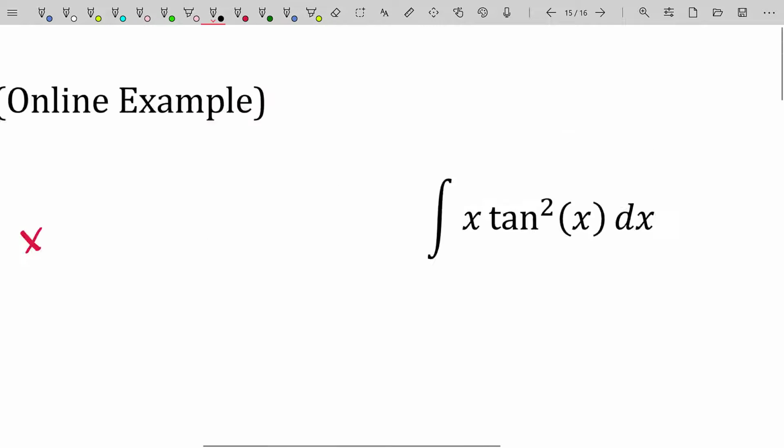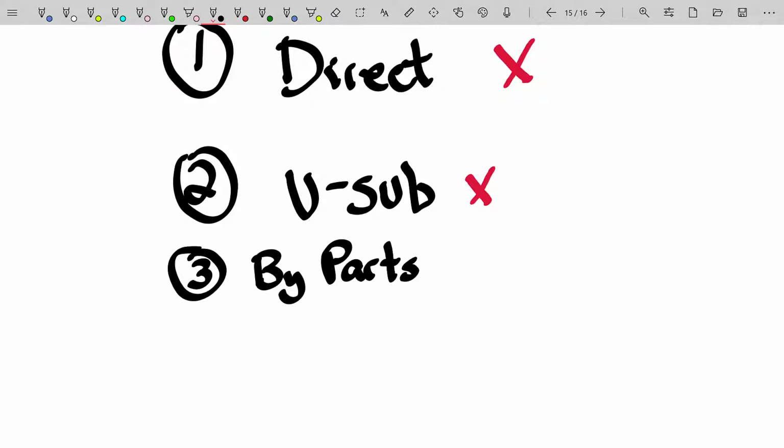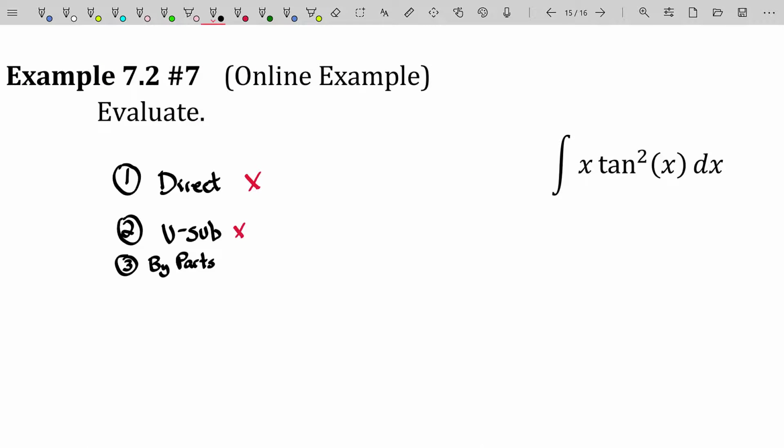What else have we learned? Well, besides the U sub, which I'm going to go ahead and X out because that's not going to be very useful, the only other thing that we've actually learned is by parts. And by the way, every time I say the words by parts, I really mean integration by parts. It's just most of us call it by parts. And because this is a product of a polynomial and a trig function, I feel fairly confident that by parts integration will work here. However, there's a little bit of pre-work to do integration by parts.